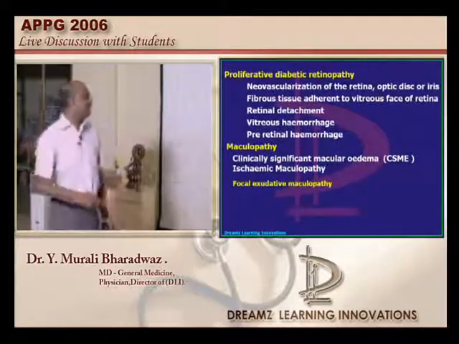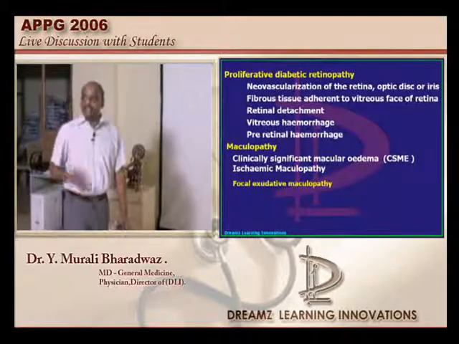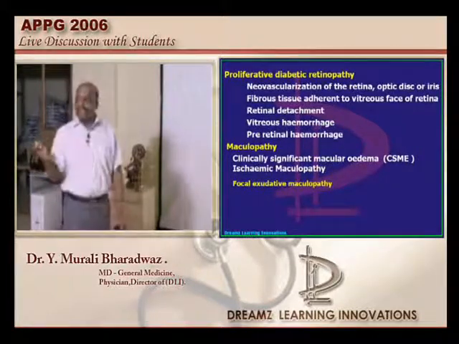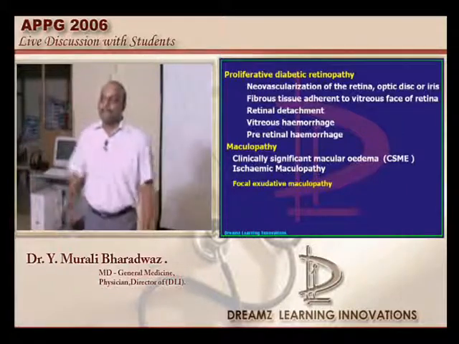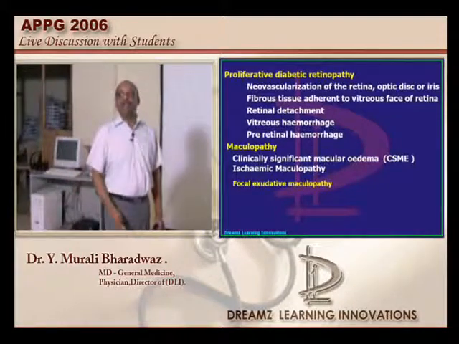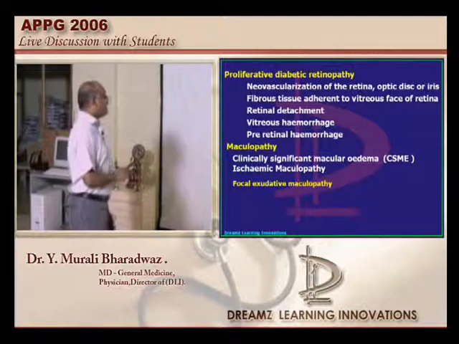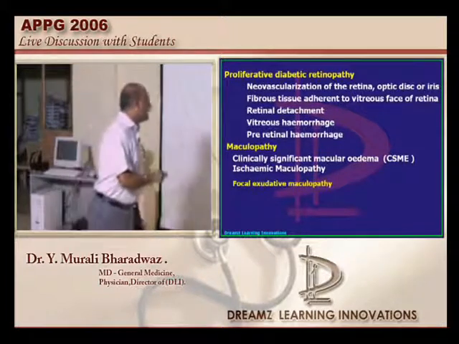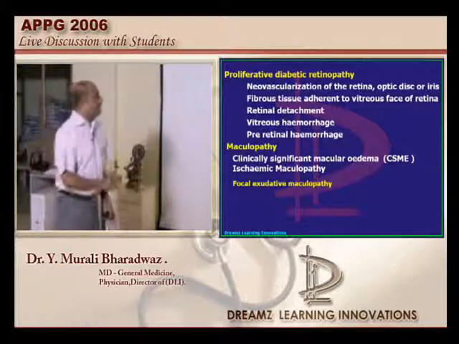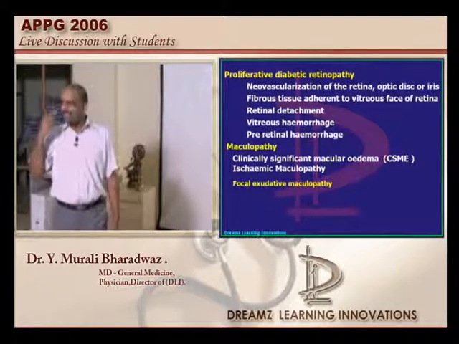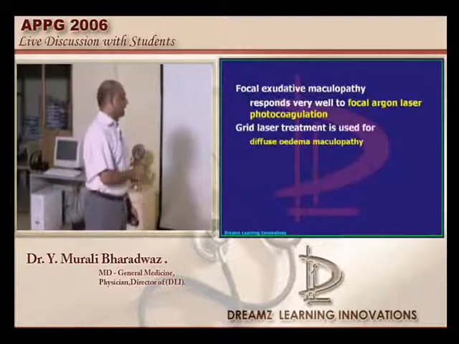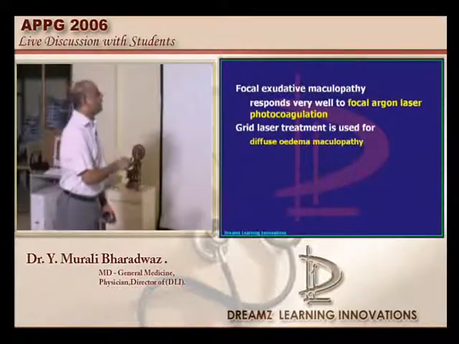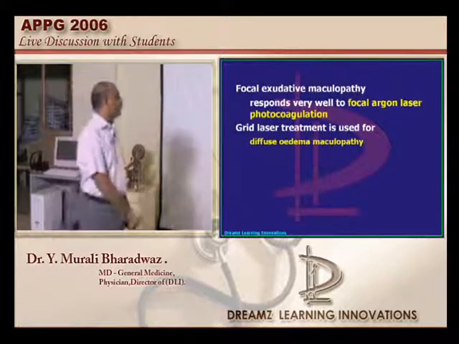What do you mean by proliferative diabetic retinopathy? If there is any neovascularization, retinal detachment, vitreous hemorrhage, or pre-retinal hemorrhage, all these things are called proliferative. Then the very important third type, maculopathy, we should never forget, it is the more common type. There is an entity called clinically significant macular edema, otherwise called CSME, a type called ischemic maculopathy, and a type called focal exudative maculopathy. Macula is the central part of the retina, so these three things affect only the macula, is what needs to be remembered. If it is a focal exudative maculopathy, it responds very well to focal argon laser photocoagulation.